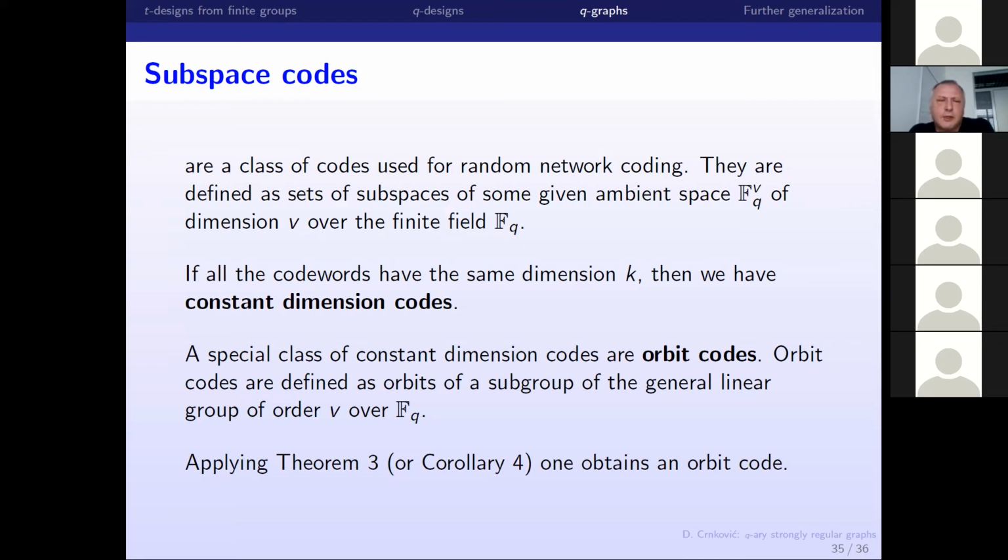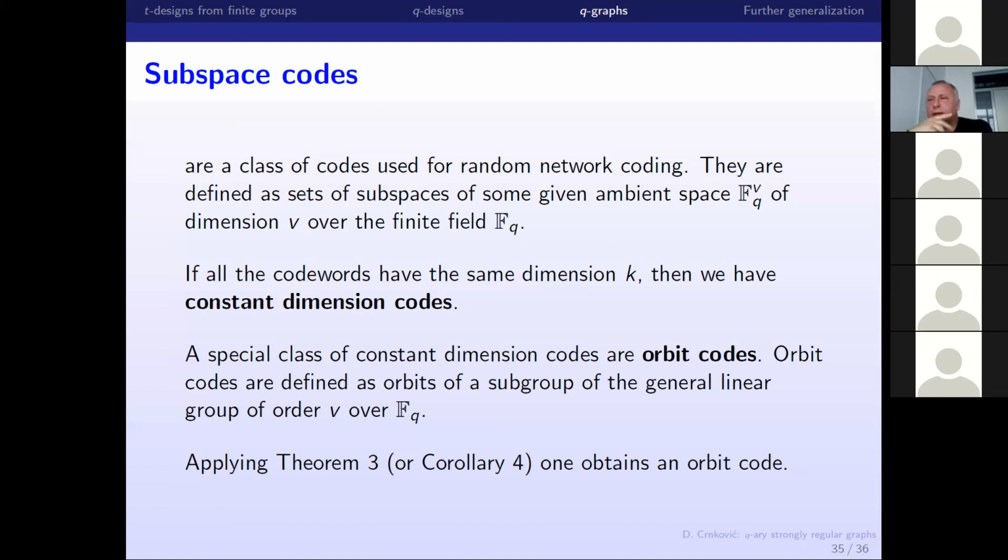A special case of subspace codes is when all these subspaces are of the same dimension. Such codes are called constant dimension codes. So all these subspaces, which are in this case codewords, have the same dimension. And a special class of constant dimension codes are orbit codes. Orbit codes are defined as orbits of some subgroup of a general linear group.